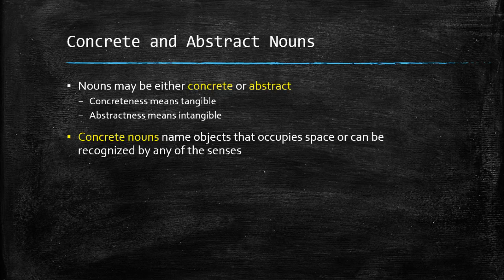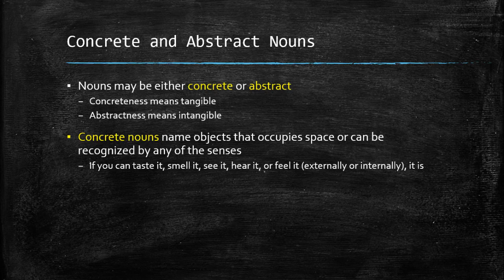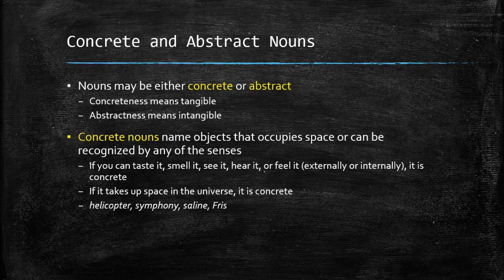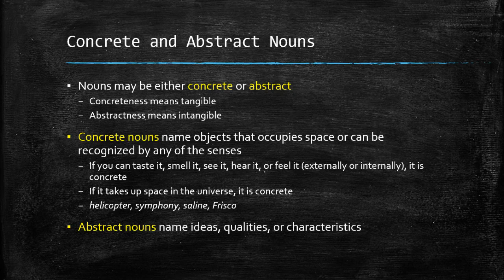Concrete nouns name objects that occupy space or can be recognized by any of the senses. So if you can taste it, smell it, see it, hear it, or feel it externally or internally, then it's considered a concrete noun. If it takes up space in the universe, it is also considered concrete. We have things like helicopter, symphony, saline, Frisco. These are all things that either take up space in the universe or things that we can directly sense with one or more of the five senses. So they're concrete nouns.